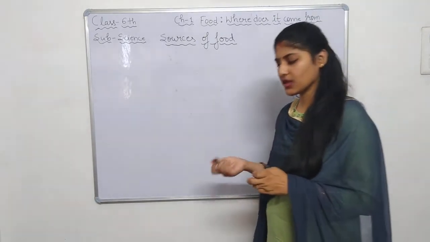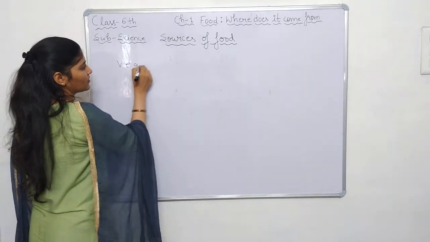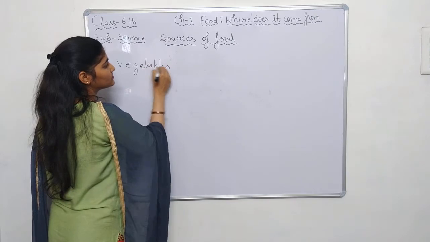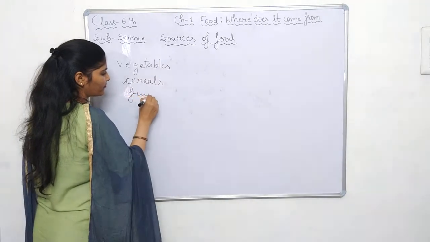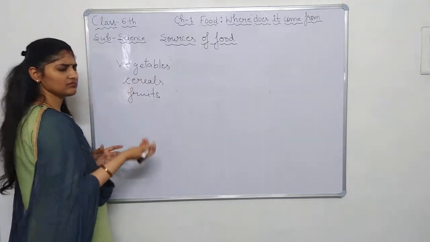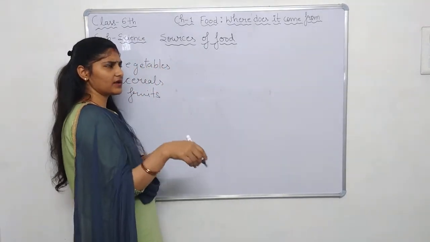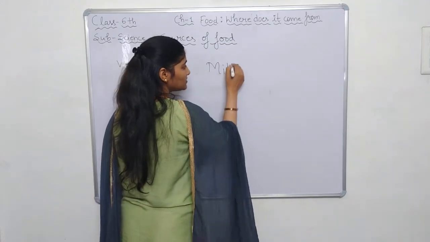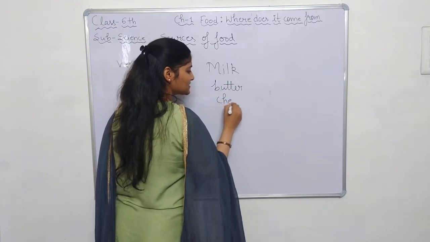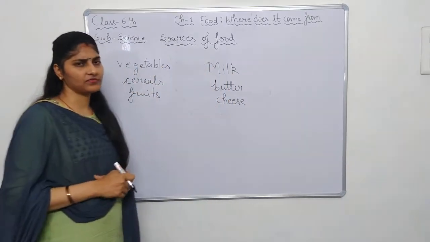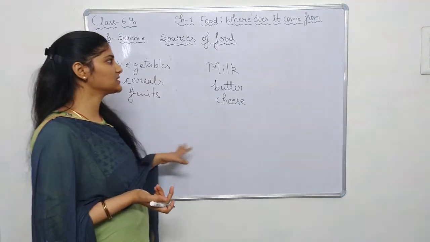Okay, if we think about food, what comes to our mind? Vegetables, cereals, fruits, etc. And other things that come to our mind are milk, butter, cheese, etc. So what do you conclude from these things?